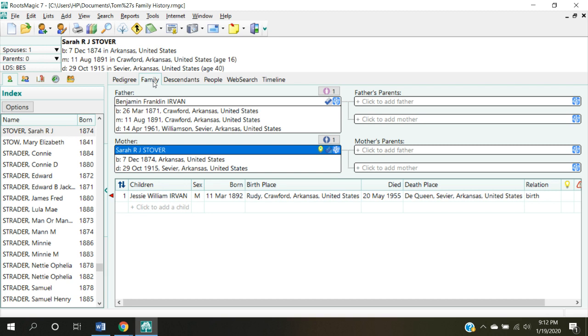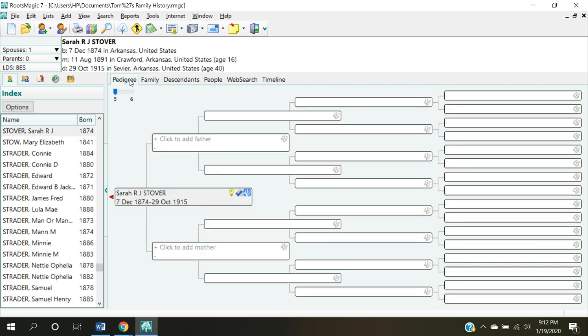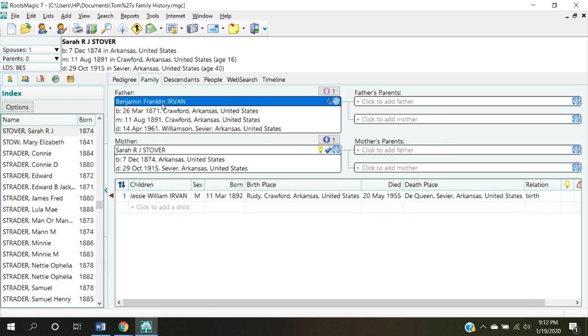For this particular individual, Sarah Stover, we don't have any more information. We don't know who her parents are. We do know who her husband and child is. But that's all we have. So we have a long way to go. We need to find her parents and grandparents and all that if we want to continue going back with her line. Then we have Ben Franklin Irvin.